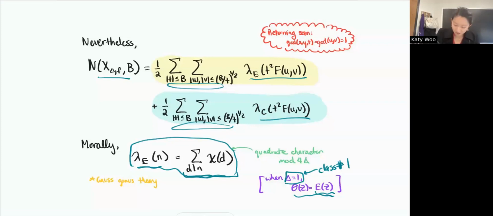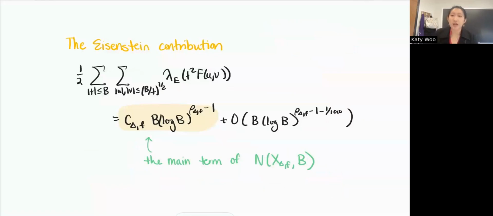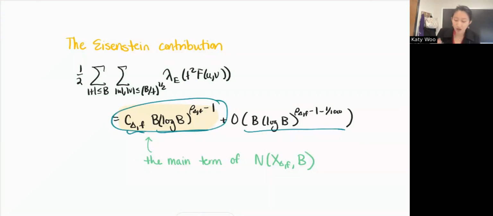Okay, so for the Eisenstein part, we're going to treat it exactly the same way, with the same techniques that handled the delta equals 1 case. And you can show that you get some constant times b log b to the rho minus 1 plus an error term of b log b to the rho minus 1 over 1,000. And this will become our main term of our count of points of height at most b.